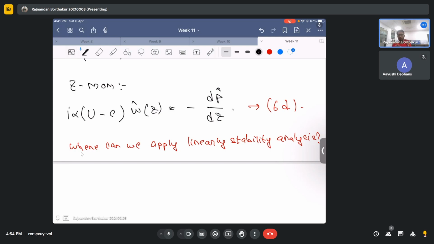But so far as my knowledge, I have not seen problems where linear stability analysis is applicable in studying capillary instability. But of course, I will have a look and let you know in the next class. But Kelvin-Helmholtz instability, of course, you can study. You can very well frame the Kelvin-Helmholtz instability using linear stability analysis.